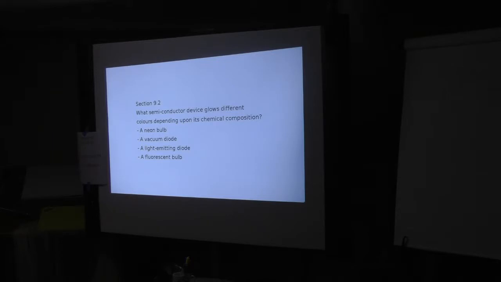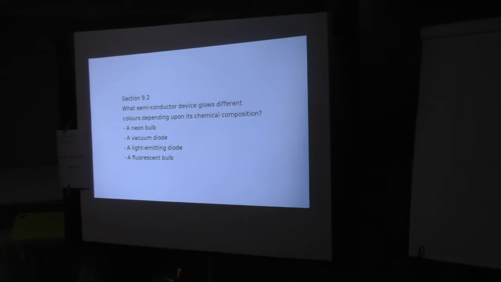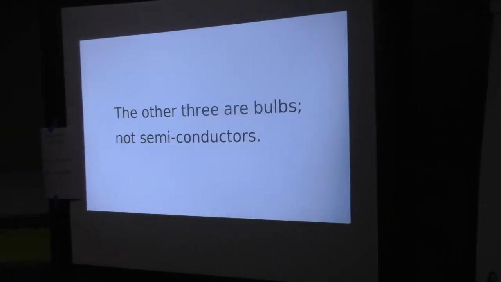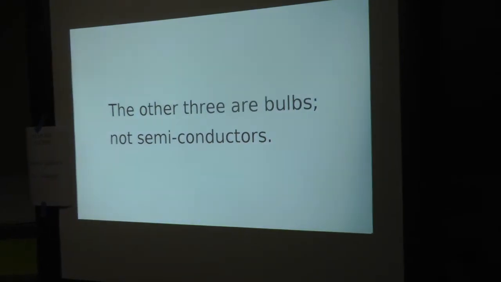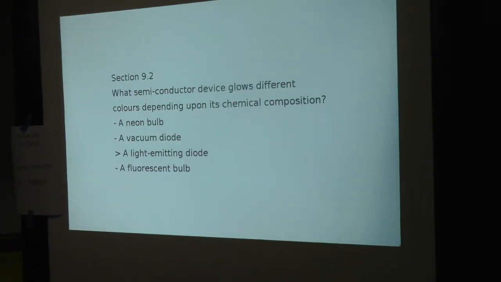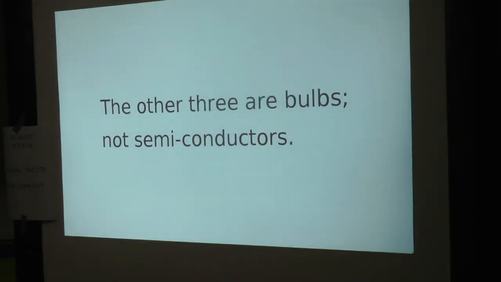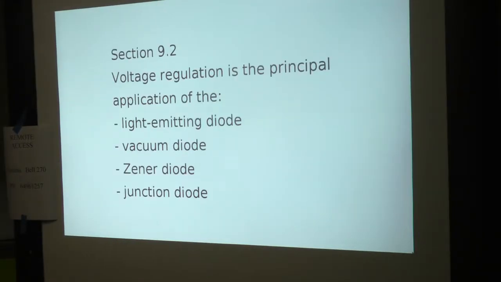All right, what semiconductor device glows different colors depending on chemical composition? Number 3, the light emitting diode. Yep, light emitting diode. All the other devices are bulbs, not semiconductors. So it doesn't matter whether or not a vacuum tube may or may not glow. They specifically say what semiconductor device, so that's the only answer that is correct. I wish they were all like that. Oh man, don't we all?